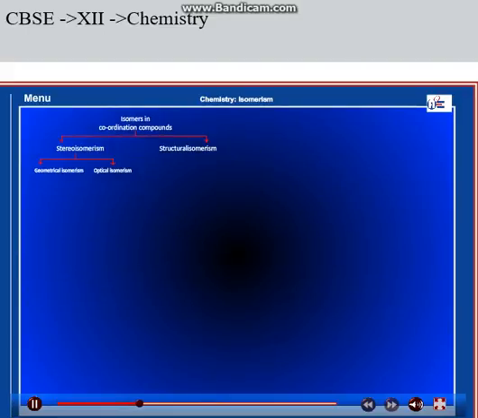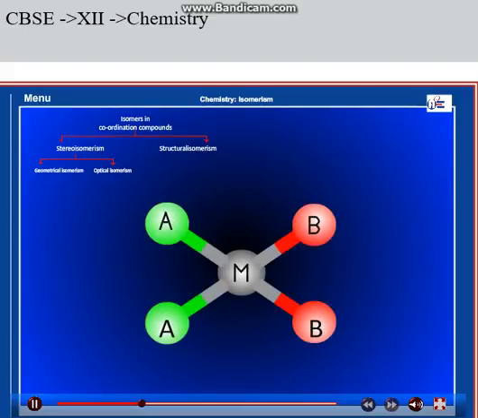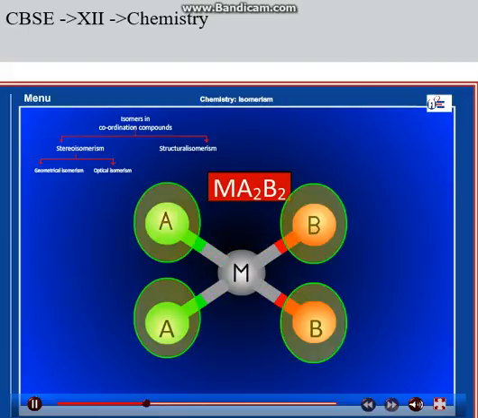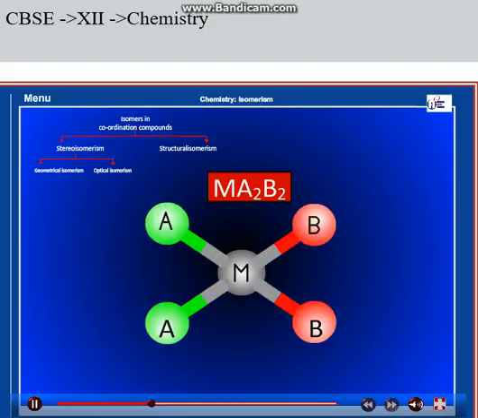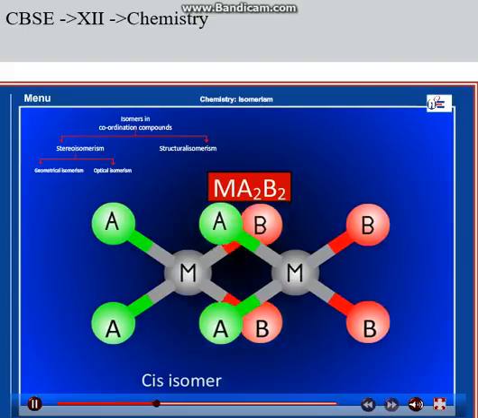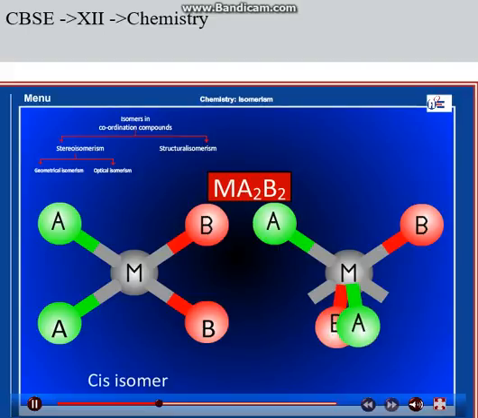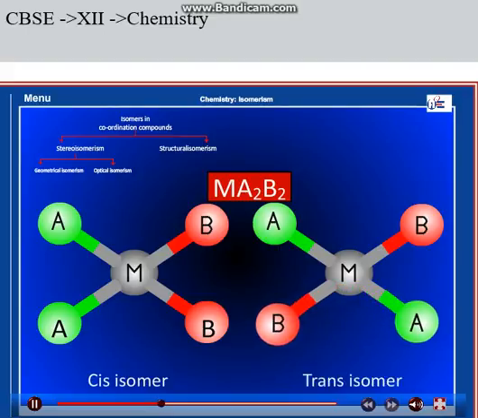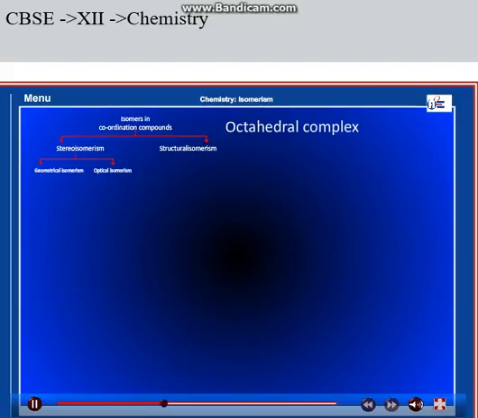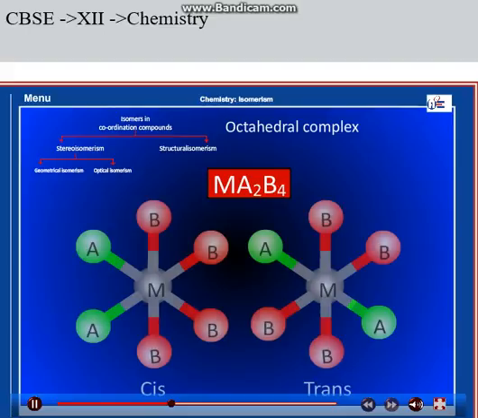For example, consider a coordination compound Ma2B2, where M is a metal and A and B are ligands. The two ligands A may be arranged adjacent to each other in cis isomer, or the ligands may be arranged opposite to each other in trans isomer. In octahedral complex having the general formula Ma2B4, the possible isomers are as shown.